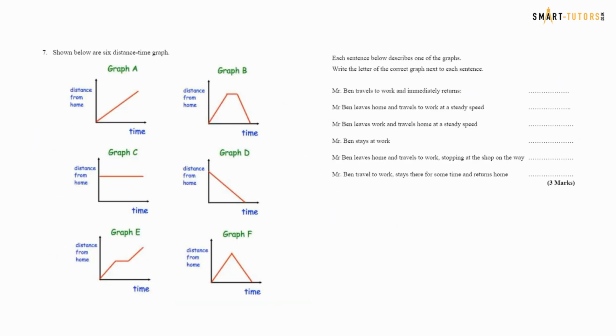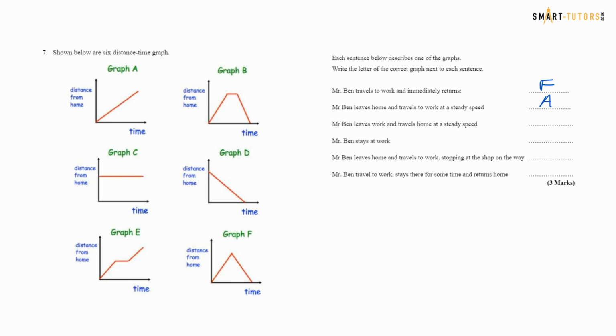Question number 7. Shown below are 6 distance time graphs, and each sentence below describes one of the graphs. Write the letter of the correct graph next to each sentence. Mr. Ben travels to work and immediately returns. So travel to work and immediately return means graph F. Mr. Ben leaves home and travels to work at steady speed. So I will say A.